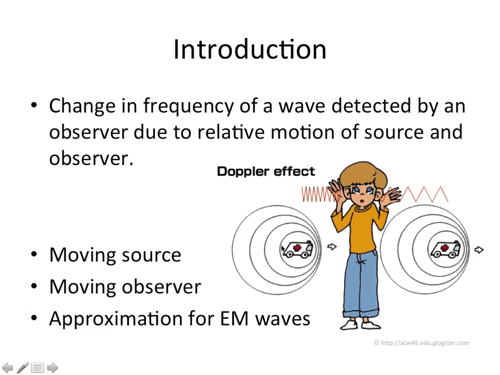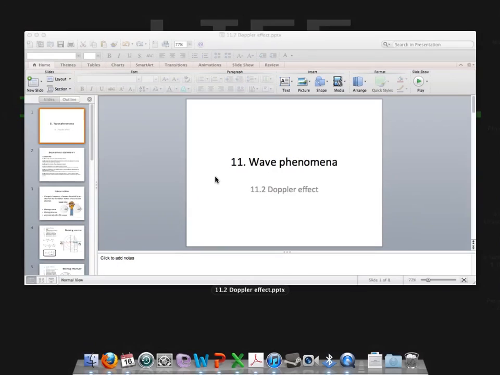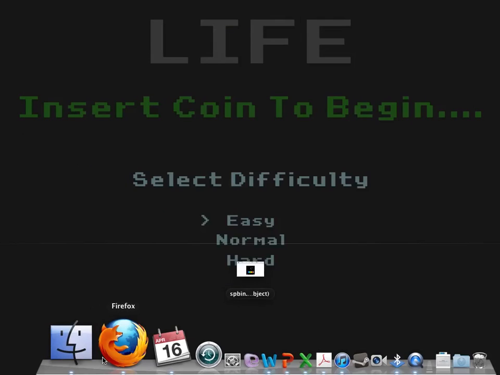A classic example is an ambulance that when it's approaching you goes Nee-naw, nee-naw, but when it's going away the pitch drops. So what we're going to do today is look at a moving source, as in the ambulance, and a very similar case of a moving observer, and also we're going to look at electromagnetic waves, which require a slightly different approach to other sources of waves. Before we go any further, let's have a look at a couple of examples.